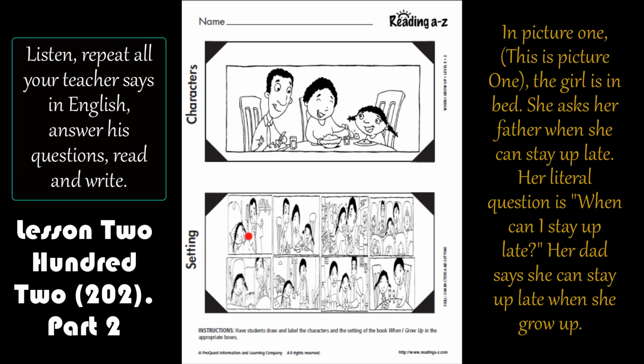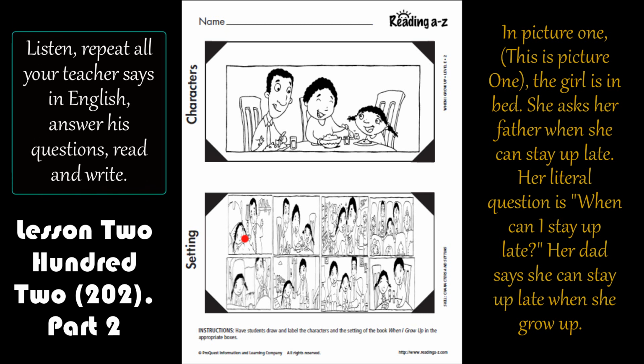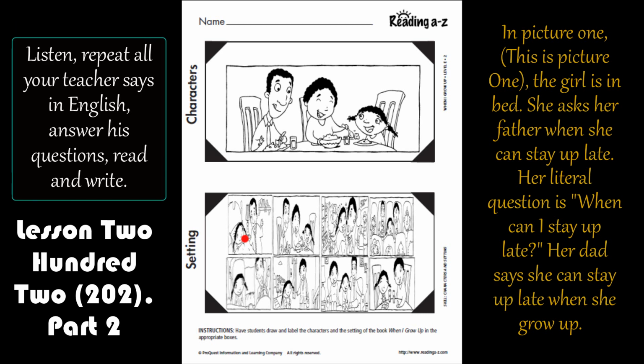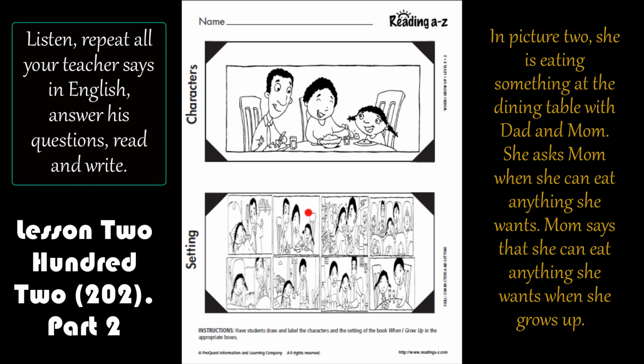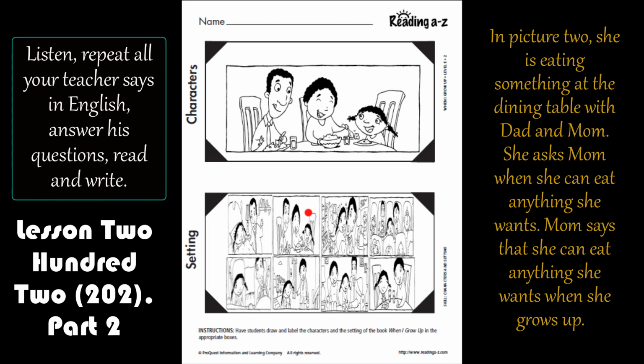In picture 1, this is picture 1. The girl is in bed. She asks her father when she can stay up late. Her literal question is, when can I stay up late? Her dad says she can stay up late when she grows up. In picture 2, she is eating something at the dining table with dad and mom. She asks mom when she can eat anything she wants.